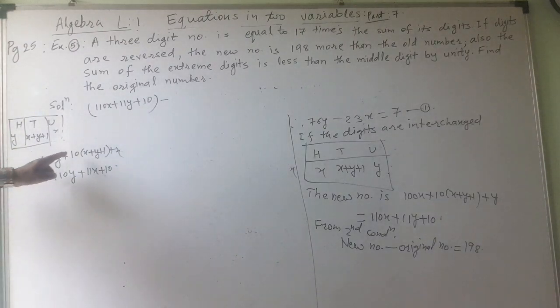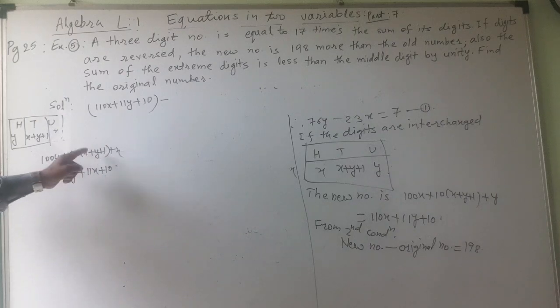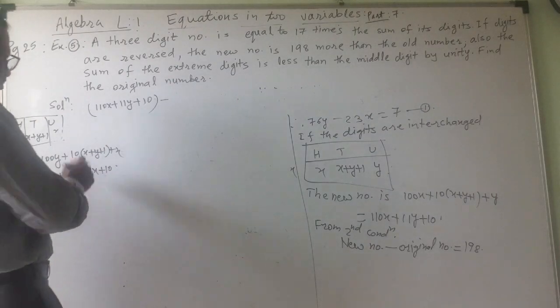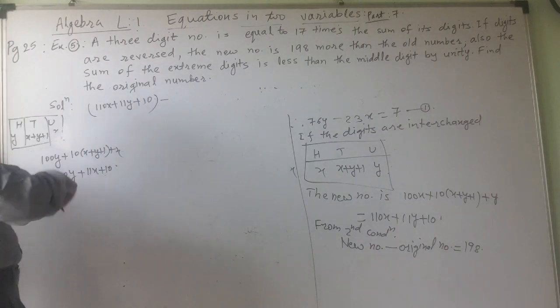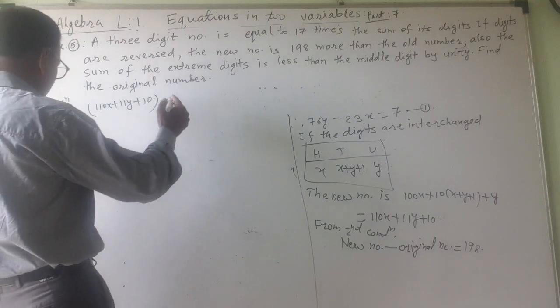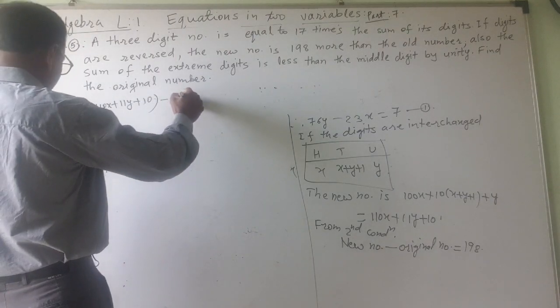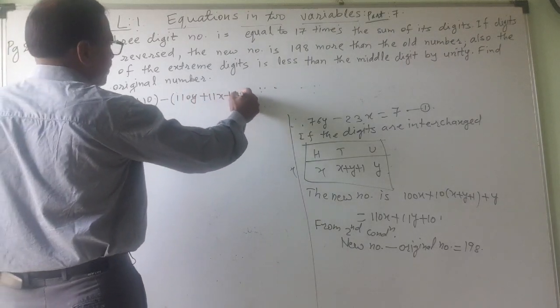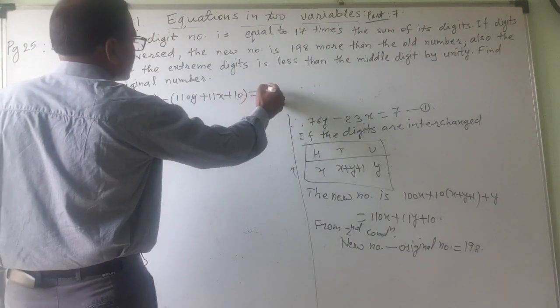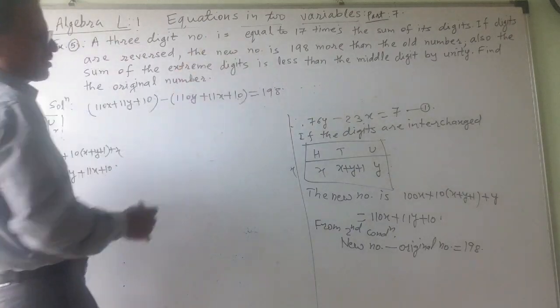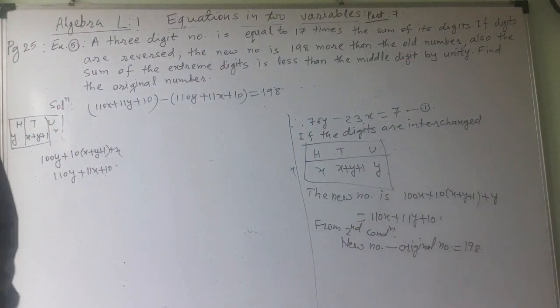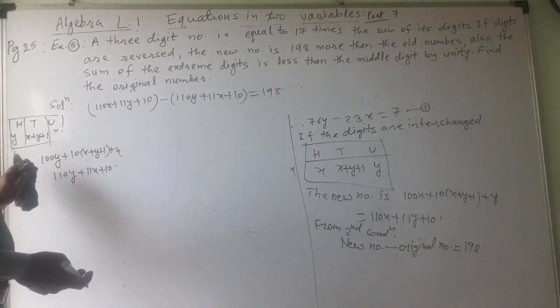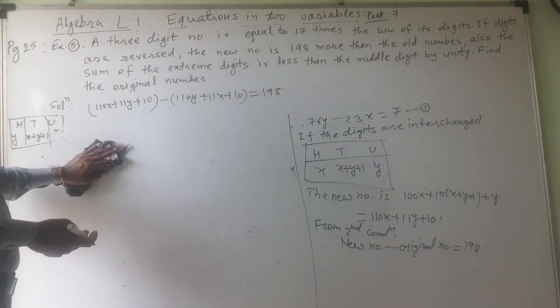Check it. 110, this is 10x plus this 1, 10 1, that 10. So this is the original number. This I will subtract now, and that difference will be 110y plus 11x plus 10, and that is equal to 198. One equation I have got. For solving the simultaneous equations, I need two equations. So this way I got.